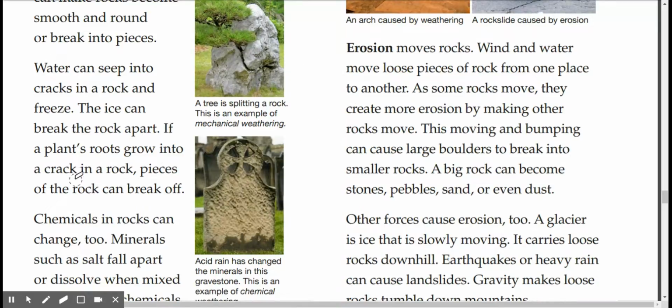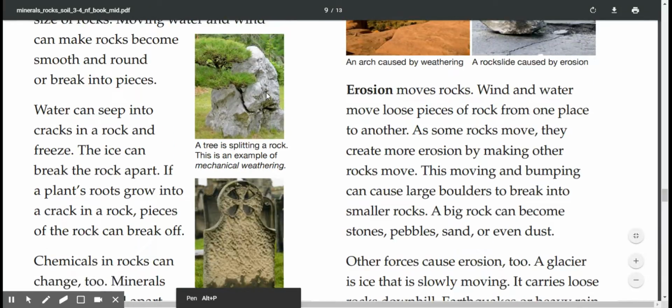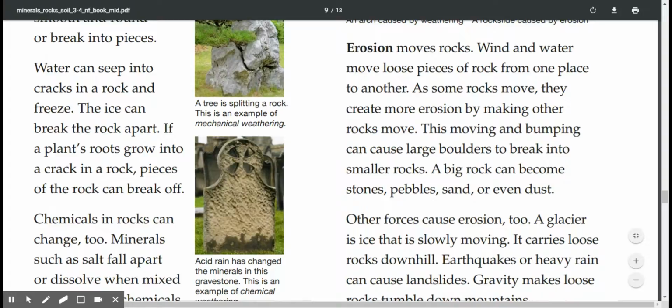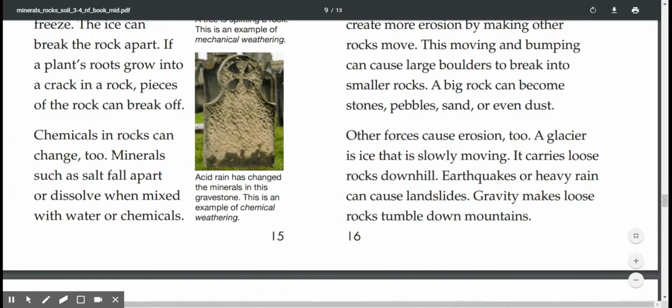All right. Plants' roots can grow into a crack in a rock and break off pieces, just like you can see this rock here. That's called mechanical weathering, when something kind of gets in the rock and breaks it up, whether it be ice, plants, etc.